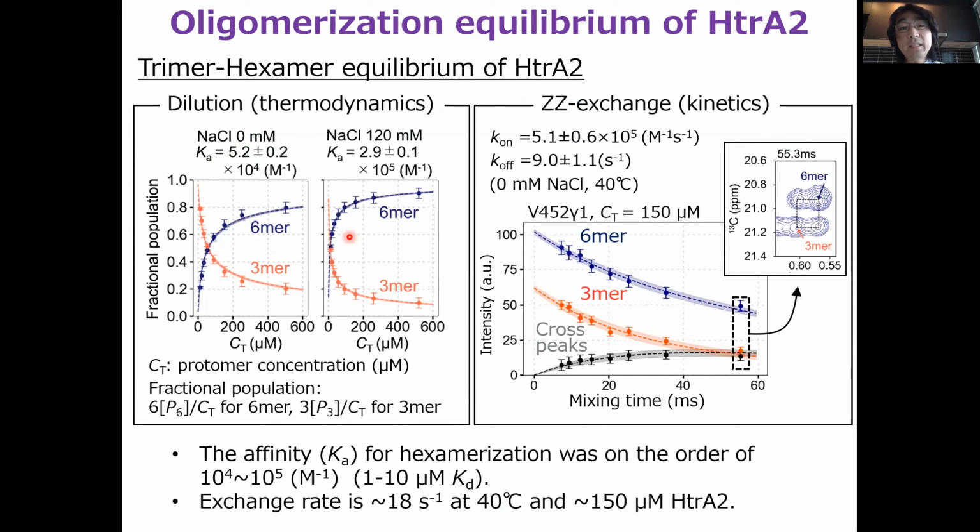We also analyzed this oligomerization equilibrium by NMR. In the left panel, we calculated the affinity for hexamerization by dilution experiment, using the signal intensity of hexamer and trimer at various protein concentrations. The affinity was on the order of 1 to 10 micromolar Kd, depending on the salt concentration. And in the right panel, we measured the interconversion rate of these oligomeric states, and we could find that the exchange rate was about 20 per second at 40 degrees by ZZ exchange experiment.